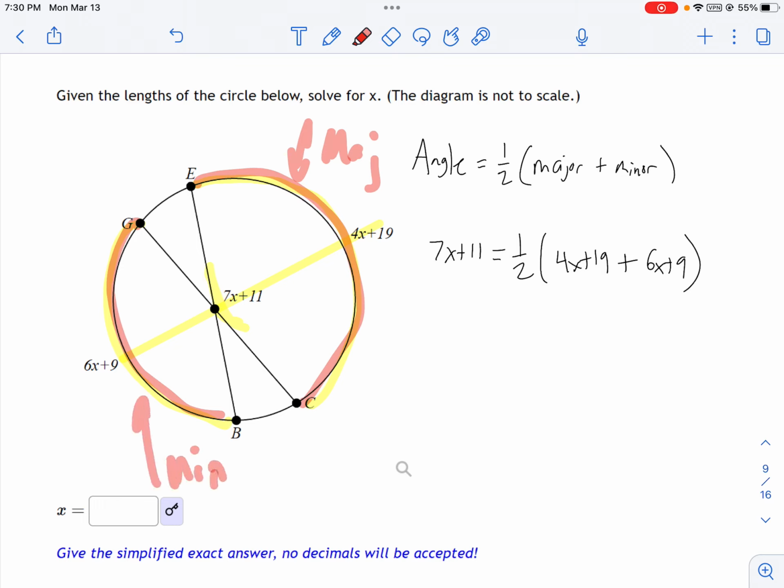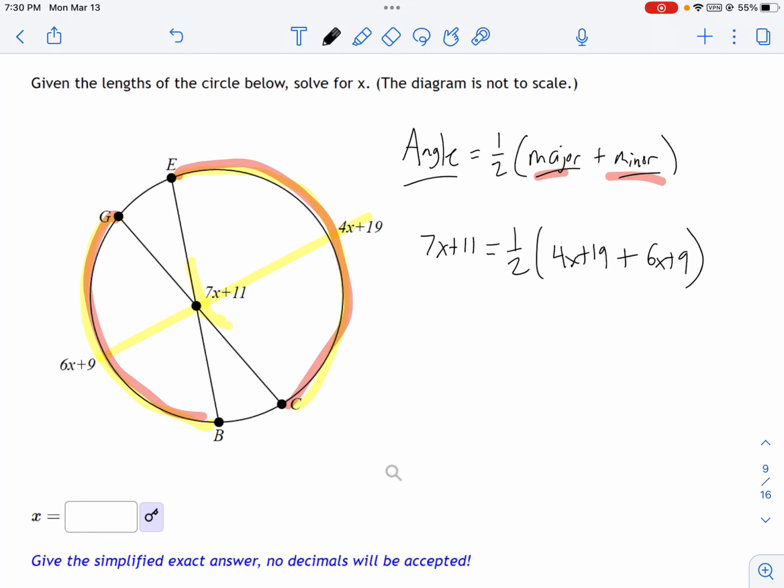And the only reason for that is because the one on the right is larger than the one on the left, and that's why I'm using the major versus minor vocab right there. Okay, so don't let the wording trip you up too much. It's essentially just the angle equals 1/2 of the bigger arc plus the not as big arc. You're just adding them together. Okay, and there you have it.